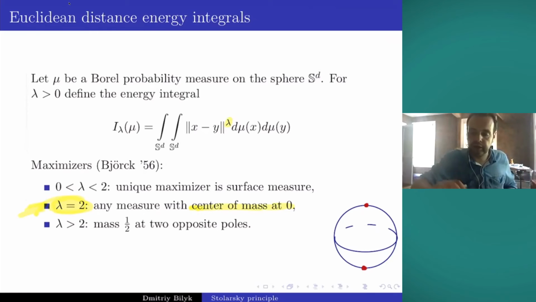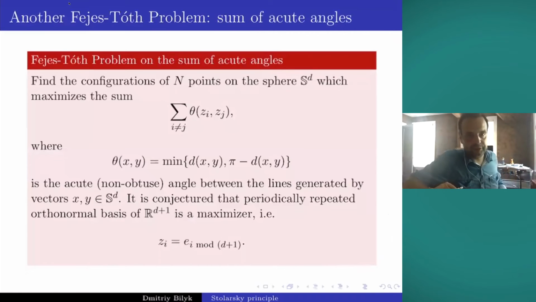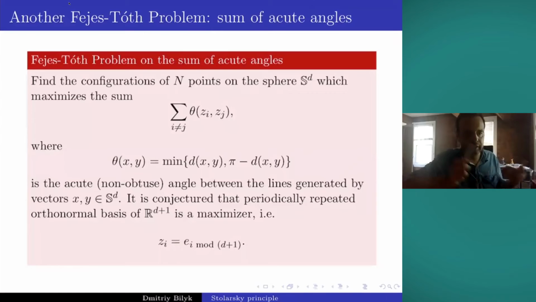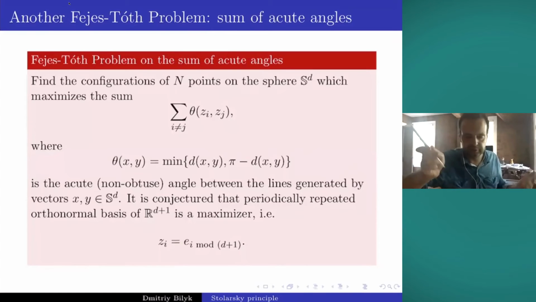Okay, so I will mention one more problem by Fejes-Tóth. This is the third problem of Fejes-Tóth already in this talk. It is about the sum of acute angles. Essentially, you can view your points on the sphere as generating lines, and you can look at the angles between the lines.